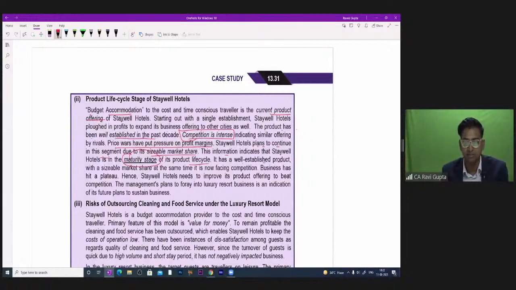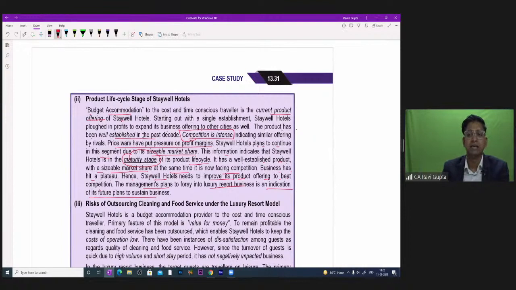It has a well-established product with a sizable market share. At the same time, it is now facing competition. Business has hit a plateau. Hence, Stay Well Hotel needs to improve its product offering to beat competition. The management's plan to foray into luxury resorts is an indication of its future plans to sustain its business.